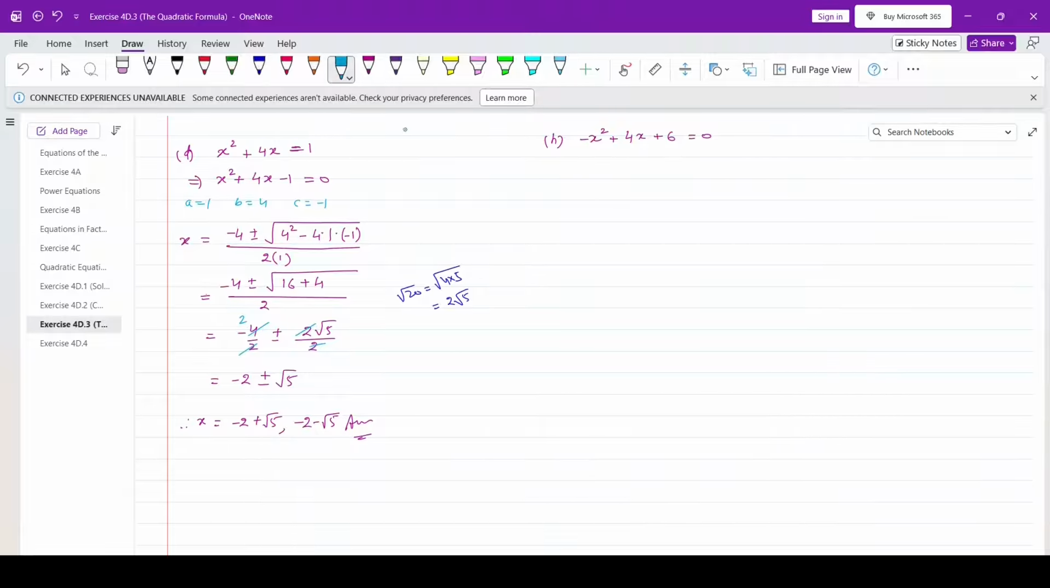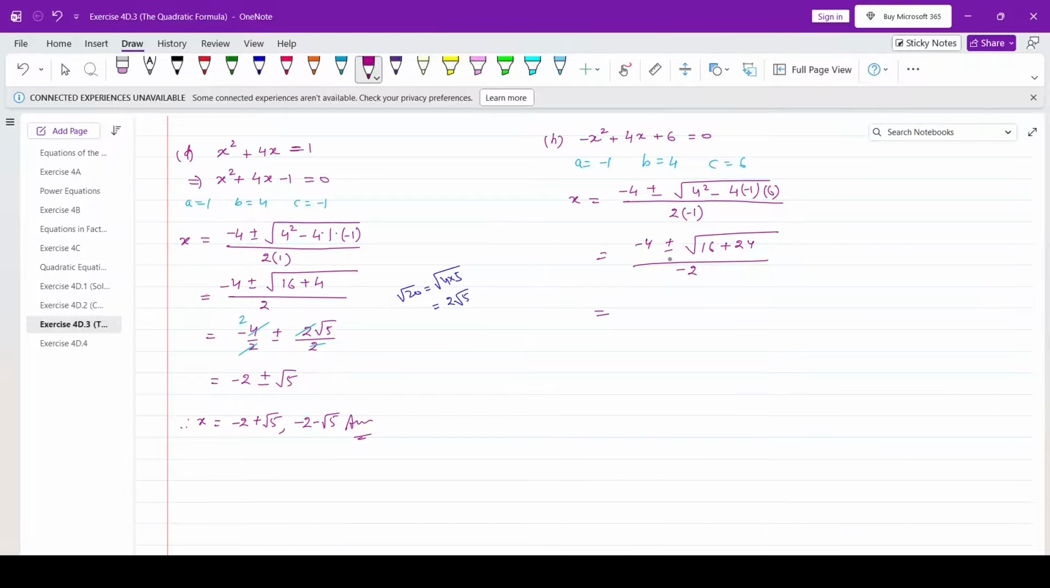So from here we can say a is equal to negative 1, b is equal to 4, and c is equal to 6. By plugging these values into the formula, we get x is equal to negative b, that is negative 4, plus or minus square root of b square, that is 4 square, minus 4ac, divided by 2a, square root of 16. Now this becomes positive 24 divided by negative 2.